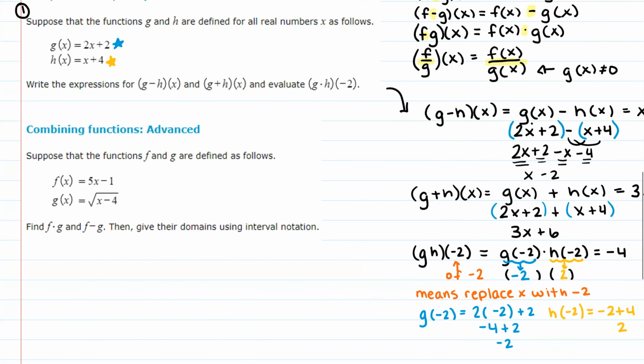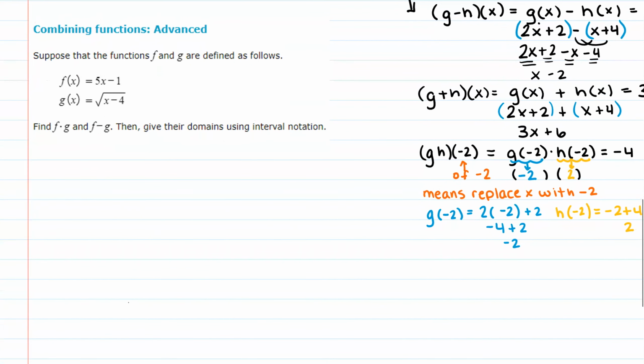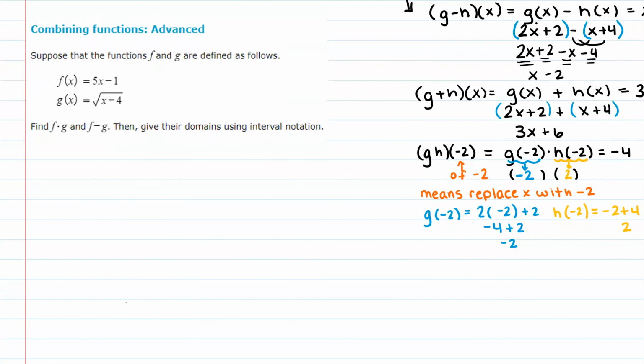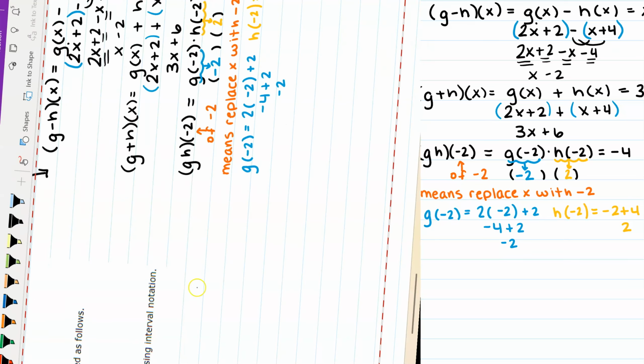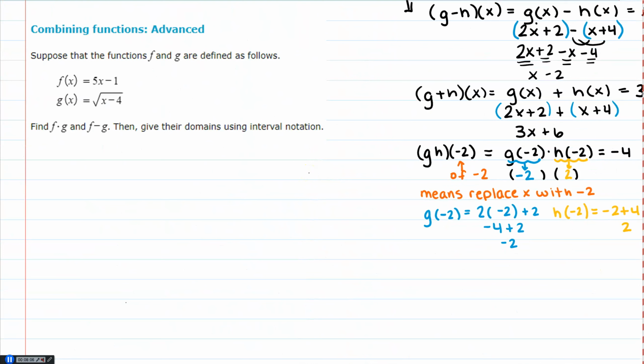So now let's talk about making this just a little bit more advanced here. We have these functions 5x minus 1, and the other function g of x is square root of x minus 4. Now we want to find both f times g and f minus g, and then their domains in interval notation. So first, let's talk about the domains. For domain, there's 3 rules, but I think right now we only know 2 of them.